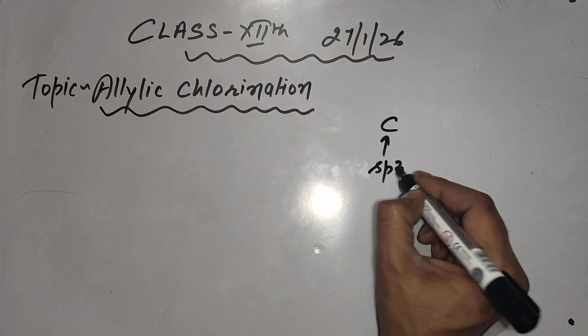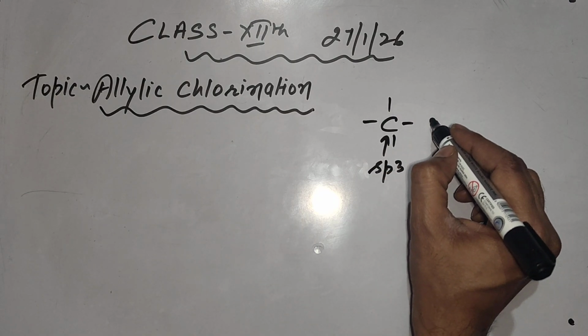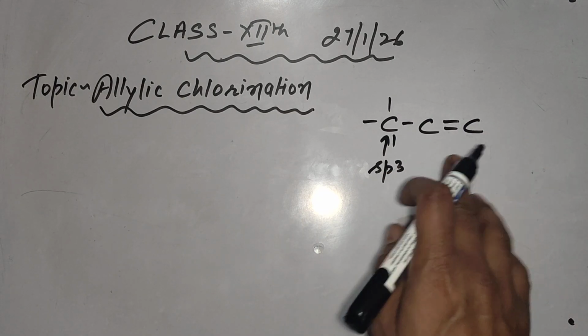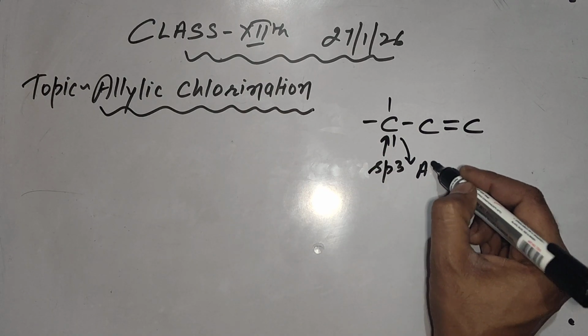An sp3 hybridized carbon, if it is connecting with doubly bonded carbons, alkene carbons, is known as allylic carbon.